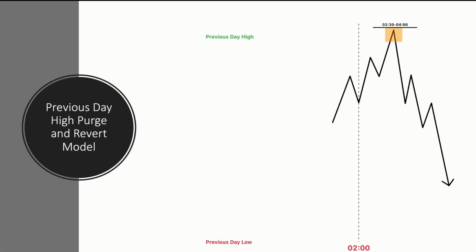This is a rather simple model that can be spotted quite easily when we take a look at previous day highs and how London trades above them. This scenario sets up a classic sell day in which London creates the high of the day, it expands lower, AM retraces and then continues the London trend towards that higher time frame objective.